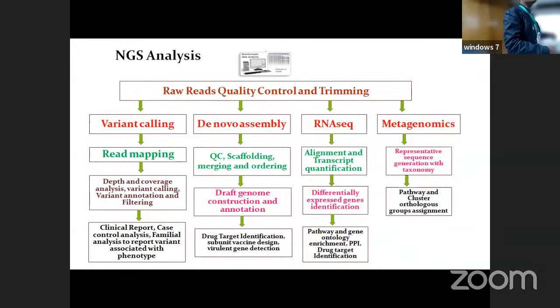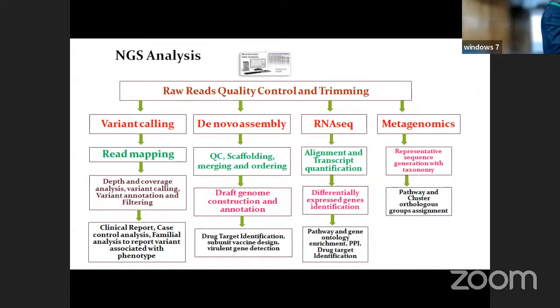If you are going for de novo assembly, as I have told you, most sequencing projects focus on genome sequencing, whole genome, draft genome construction.